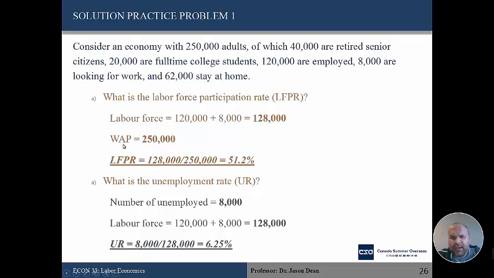And we know the working age population, it's 250,000. And so the labor force participation rate is just going to be 128,000 divided by 250,000. So in this example, the labor force participation is quite low at only 51.2%. That would not be very good. We wouldn't like to see that, because if you think about it, only about half of the people who can work or are legally able to work are working.